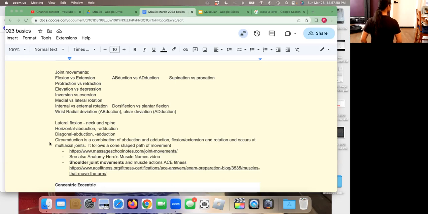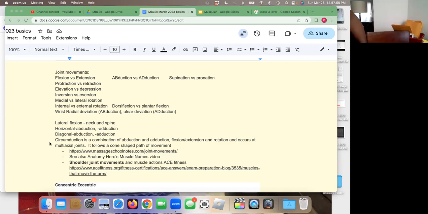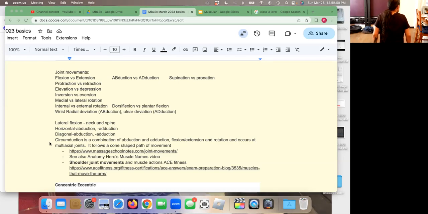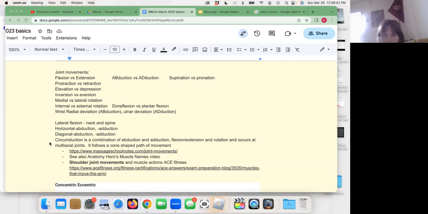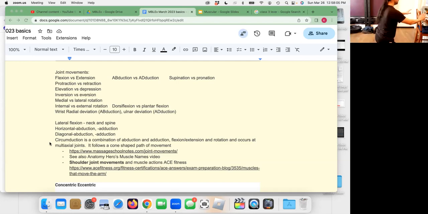Recall that for the shoulder blades, this is elevation, this is neutral, and this is depression. Elevation, depression. Pushing forward opens our shoulder blades, that's shoulder blade protraction. Pulling back is retraction. Opening is protraction, closing or squeezing together is retraction for the shoulder blades.